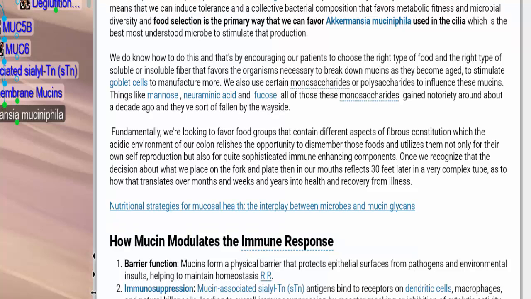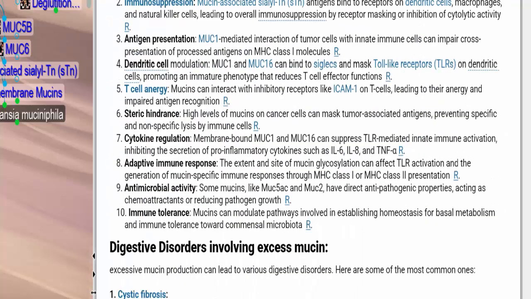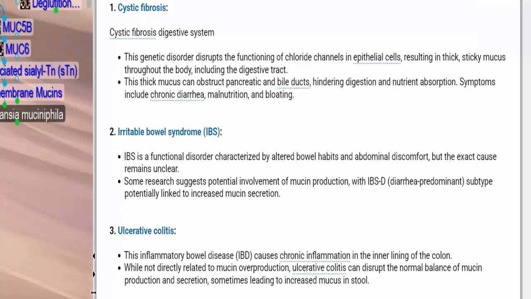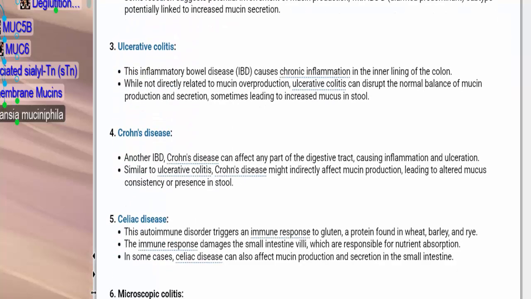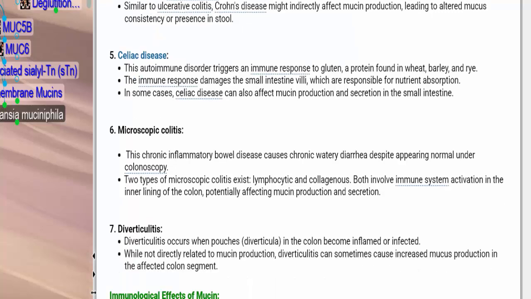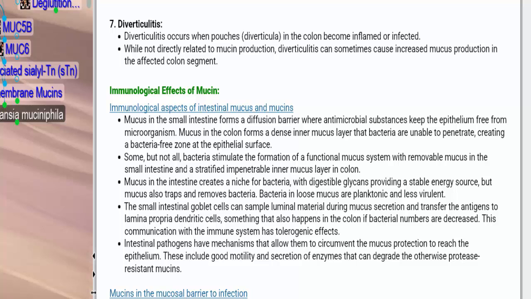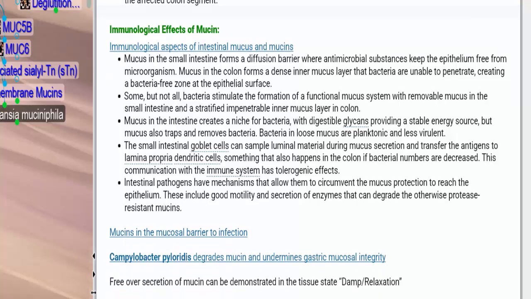Now, you can scroll down here and learn more about how mucin modulates the immune response, and we'll see also details on digestive disorders that do involve excess mucin. Those are cystic fibrosis, irritable bowel syndrome, ulcerative colitis, Crohn's, celiac, something called microscopic colitis, diverticulitis. So I will leave it to you to read the rest of this.